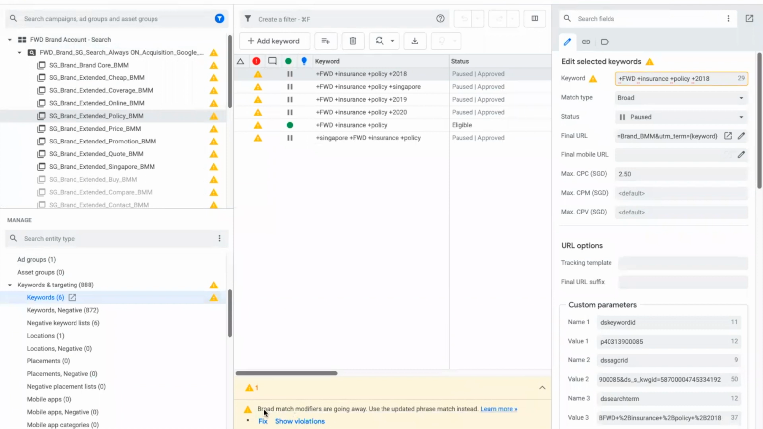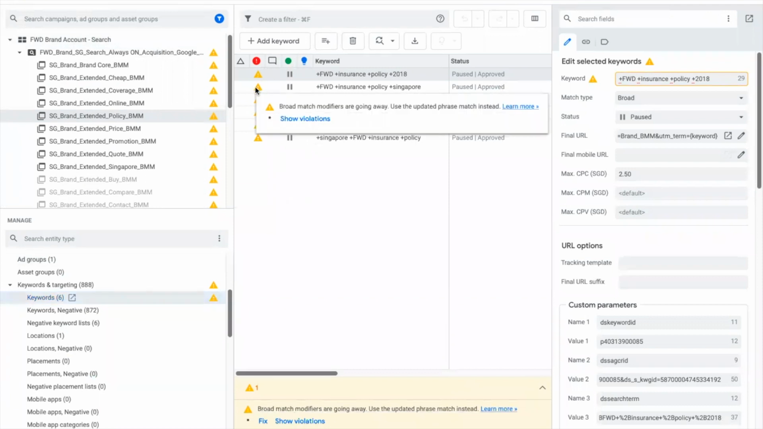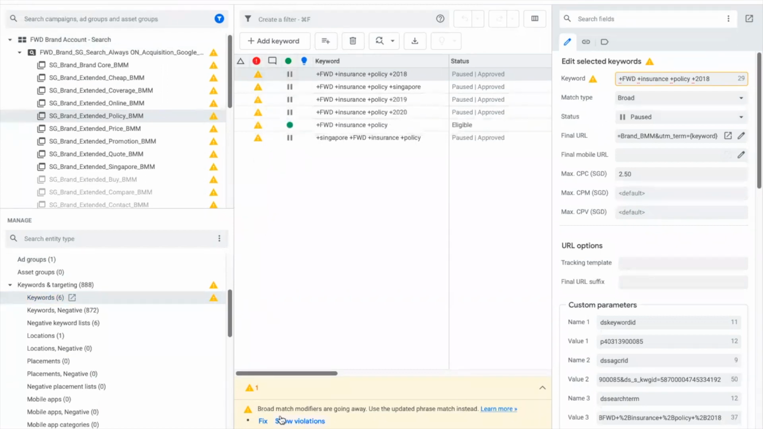See, at the bottom it is giving a warning. This is not an error, this is a warning. If it were red, then it would be an error. The warning message says broad match modifiers are going away, use updated phrase match instead. So what they did is incorporate, loosely, whatever the functionality of the broad match modifier was into phrase match only. So you don't need broad match modifier now. Now I'll tell you what phrase match is.